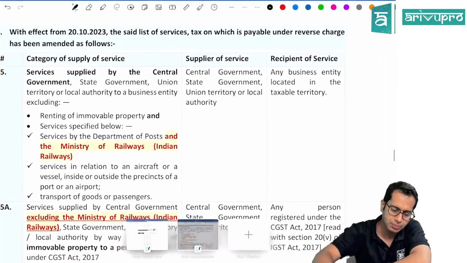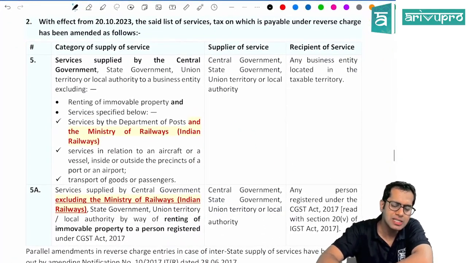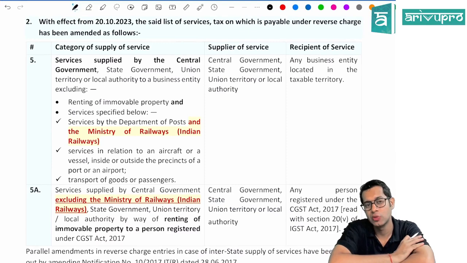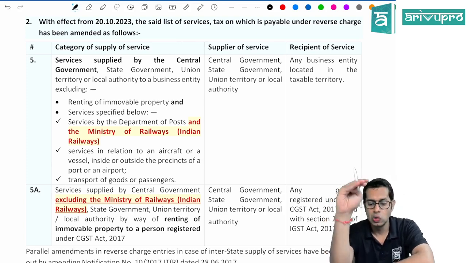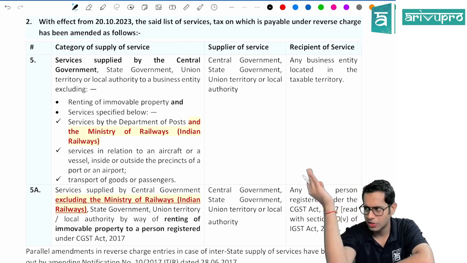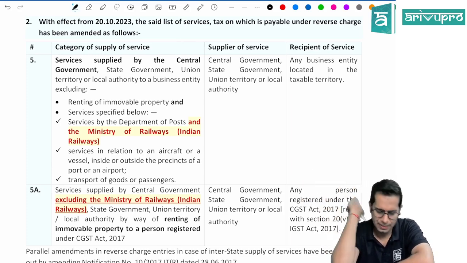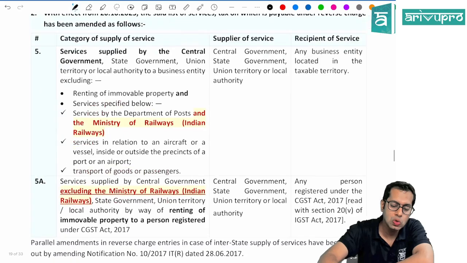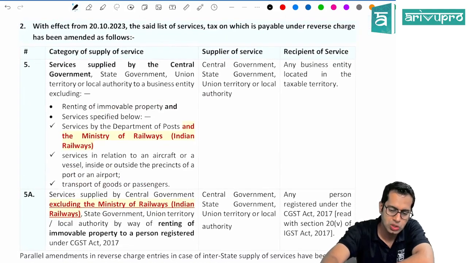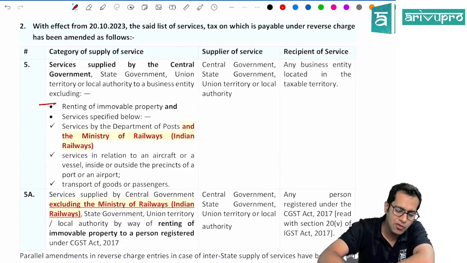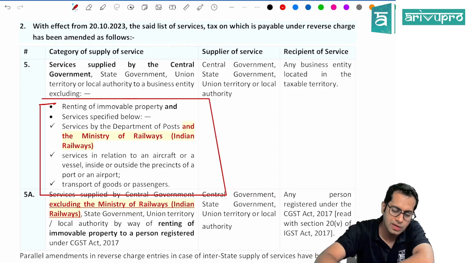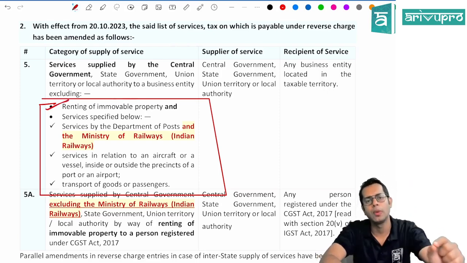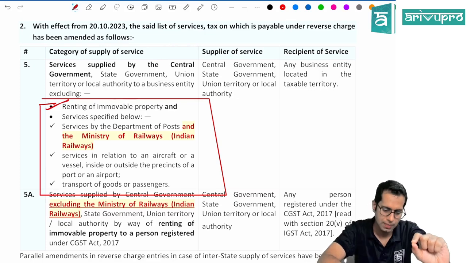Next. Now, services provided by government. So there was one entry which talks about services provided by government. So services provided by central government, state government, union territory or local authority to a business entity was taxable under reverse charge, and the tax was supposed to be paid by the business entity. However, there were some exclusions in this point. What were excluded? In case of the following items, it is not taxable under reverse charge. In which cases, sir? If renting of immovable property services are provided by government.